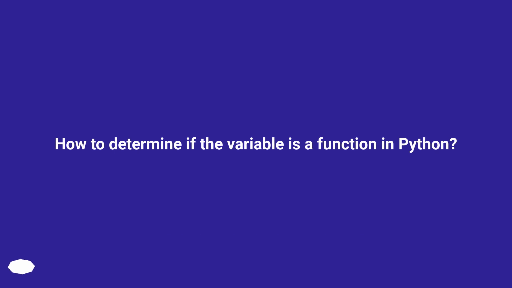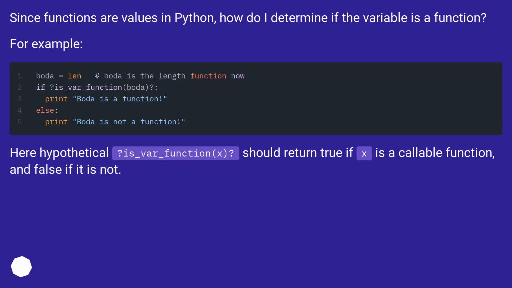How to determine if the variable is a function in Python? Since functions are values in Python, how do I determine if the variable is a function? For example, here hypothetical is_function(x) should return true if x is a callable function, and false if it is not.